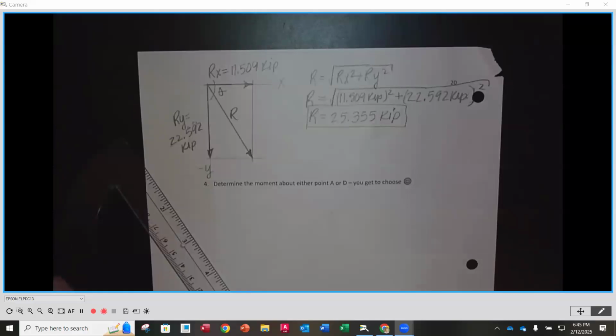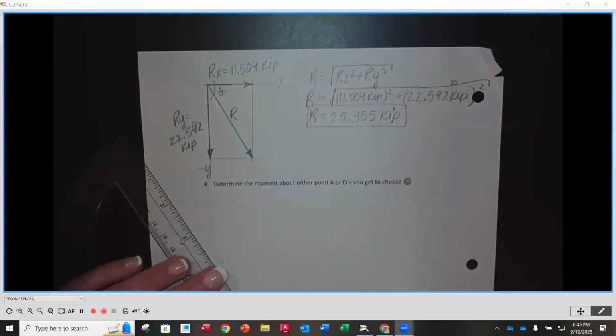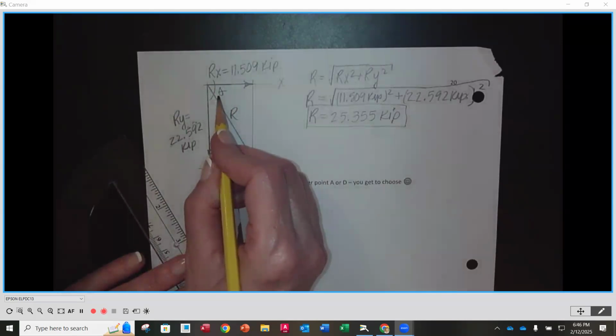Now, the next thing is we want to calculate theta. We know that it's going down and to the right, and we know its magnitude, but we need to know the angle that it's at, right? So we've got theta labeled here.